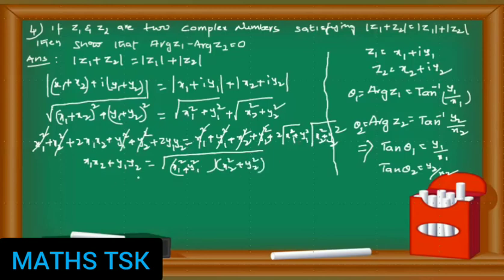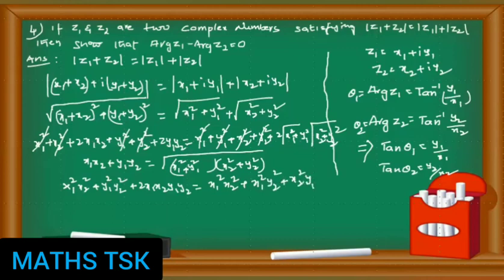2 gets cancelled, right? Squaring on both sides, we'll get x1 square x2 square plus y1 square y2 square plus 2x1x2y1y2 is equal to x1 square x2 square plus x1 square y2 square plus x2 square y1 square and then y1 square y2 square.